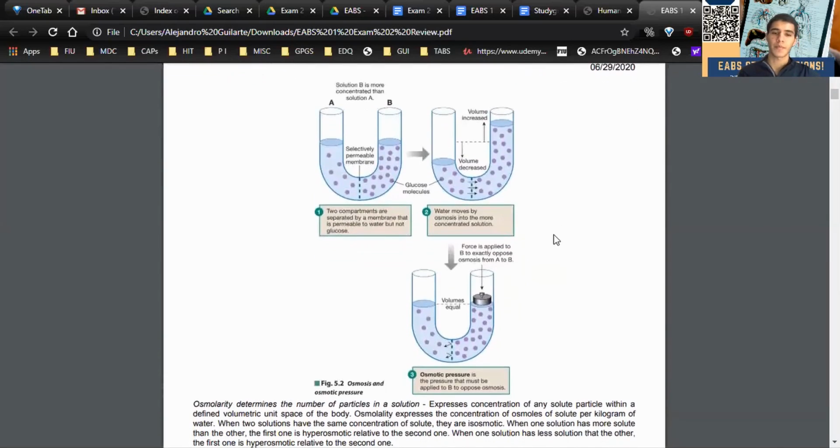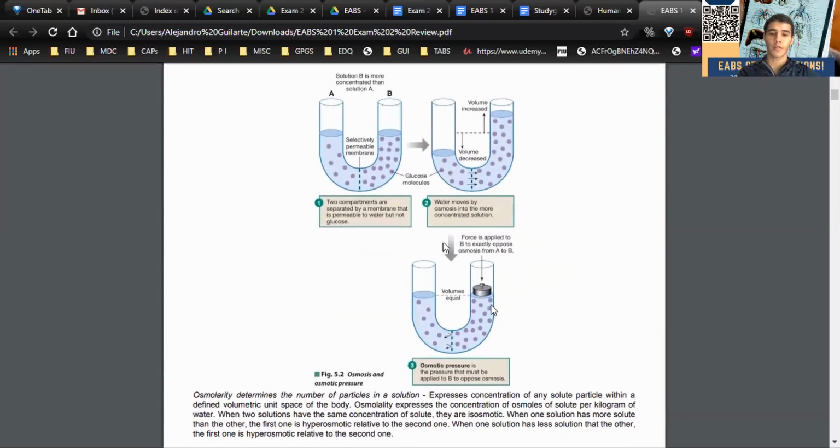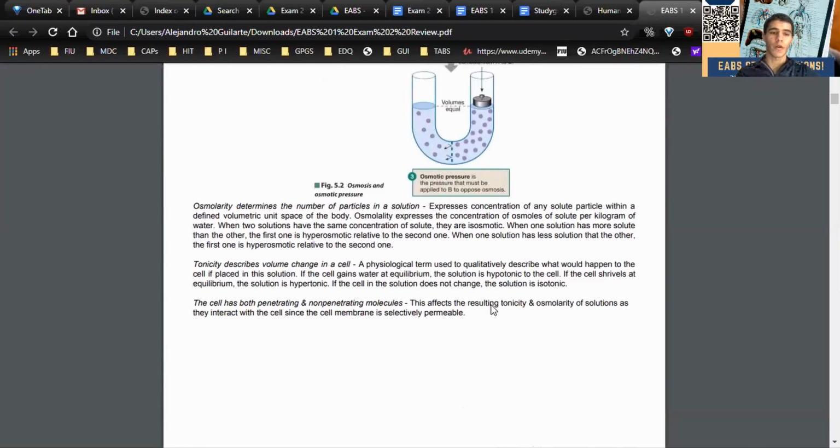Here's an example of it. If you place, say, more solutes on this side of a solution, then water will tend to want to balance out on both sides and have the same concentration of water. So for you to counter that osmotic pressure, you need to put an equivalent force downward. Osmolarity determines the number of particles in a solution. It talks about the concentration of particles, of solutes, within a solution.